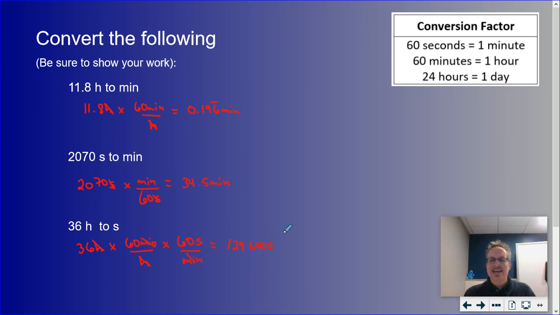I think we all expected 36 hours to have a lot of seconds. Let common sense kick in, especially on units that you know like time. Does the number make sense?